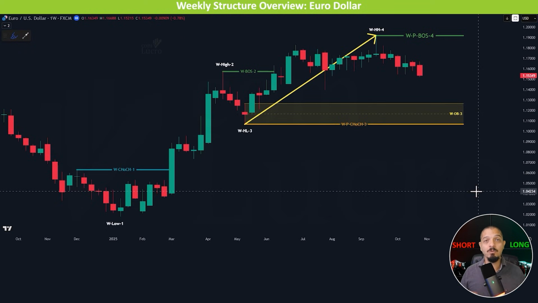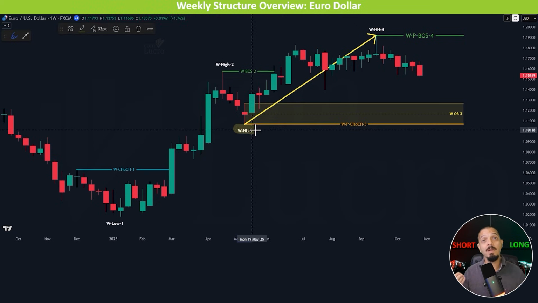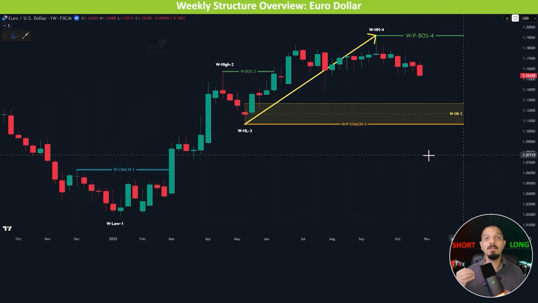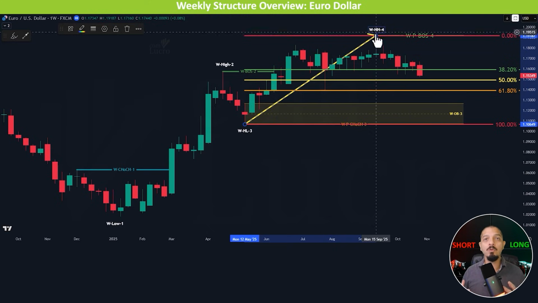In this specific movement, which is the leg from the weekly higher low number 3 up to the weekly higher high number 4, price has already retraced beyond the 38.2% Fibonacci level, which, according to our ComLucro rules, is enough to classify the correction as valid. Price is now approaching the 50% retracement of this leg, moving closer to the discount zone where deeper reactions often occur, although it is still positioned above the weekly order block number 3.